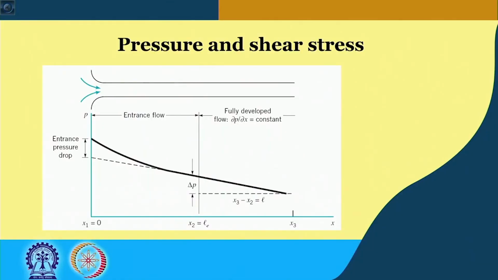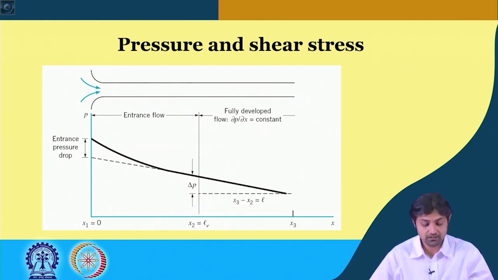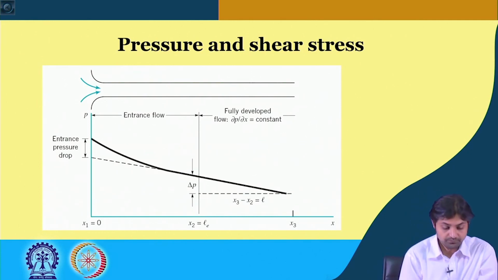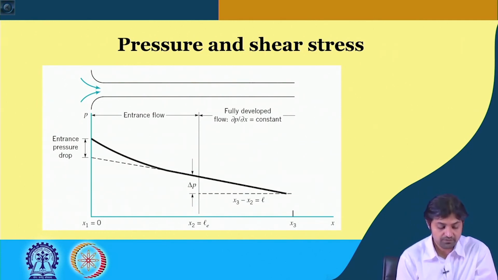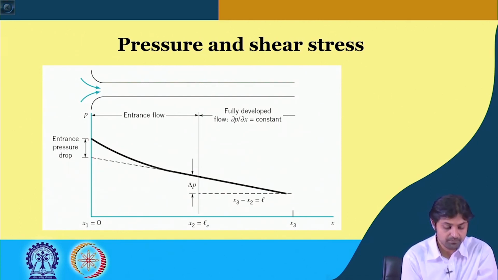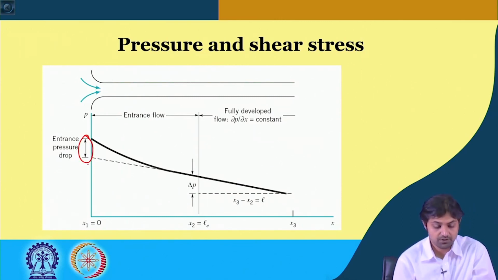Welcome back, student, to yet another lecture of pipe flow. Last time we finished talking about the entrance region, and now we are going to see what the pressure and the shear stress distribution through a graph in both the entrance region and the fully developed flow region is. As you see in this graph, as soon as the water enters the pipe, there will be a pressure drop here, and that is called the entrance pressure drop.